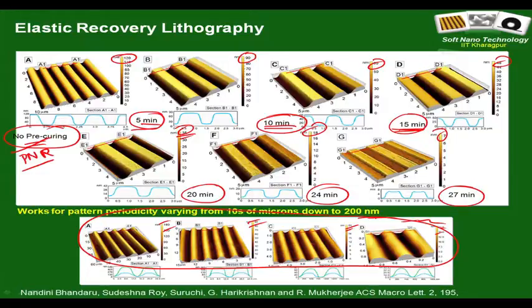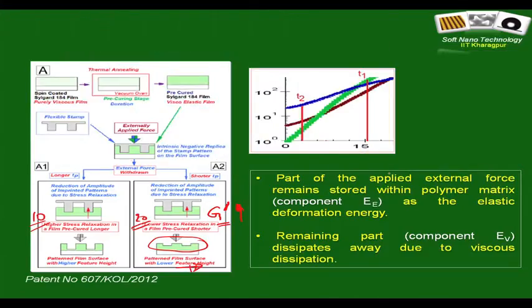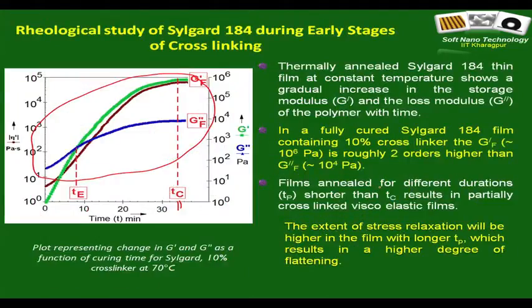Of course, here you see that with roughly 27 minutes of pre-curing, the structure is nearly flat, only 7 nanometers. So, if you cure it for even longer, you get completely flat films. That is another limiting case. So, this is one limiting case where the film, while it was patterned, was purely viscous, and on this side, while the film was patterned, it was purely elastic. So, it results in a completely flat film.